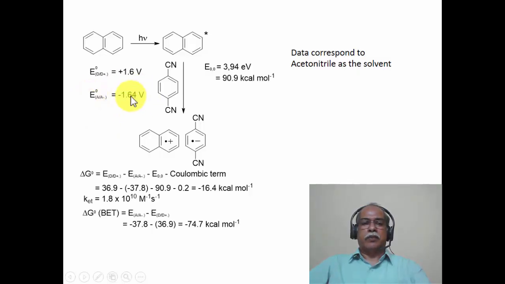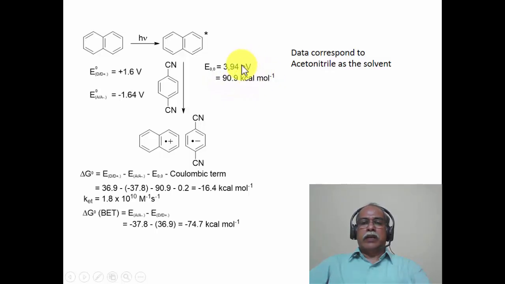In the case of naphthalene, which is an electron rich molecule, the oxidation potential can also be measured. It is 1.6 volt, for example, plus 1.6 volt with respect to the saturated calomel electrode. This is minus 1.64 with respect to the saturated calomel electrode. Now the naphthalene is excited to a higher excited state, and the S1 energy corresponds to 3.94 electron volts. In other words, the E00 value, from the zero vibrational level of the S0 state to the zero vibrational level of the S1 state, corresponds to 3.94 electron volts, which is roughly 90.9 kilocalories per mole with the corresponding multiplication factor for the unit conversion.